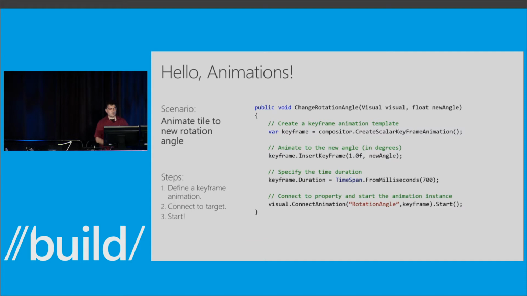So to do this, it's pretty simple. We're just going to create a scalar keyframe animation because the rotation angle is a float value. We will insert a keyframe at the very end of the new angle, specify a duration, and connect the animation to the desired visual's rotation property and start playing on the composition property animator. So let's take a look at what this looks like in code.